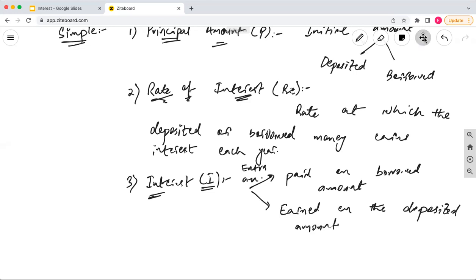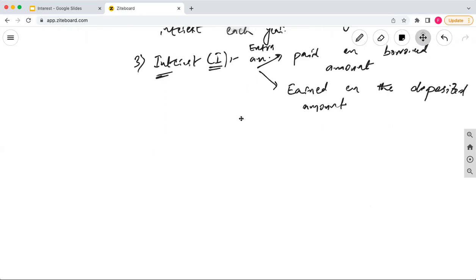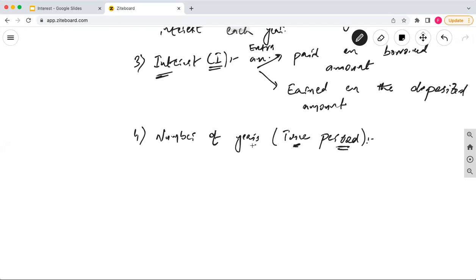The fourth part is the number of years or the time period. This could be in years, this could be in months, so we can call this the time period. It is the time for which the money is deposited or borrowed, right? So the total time period.